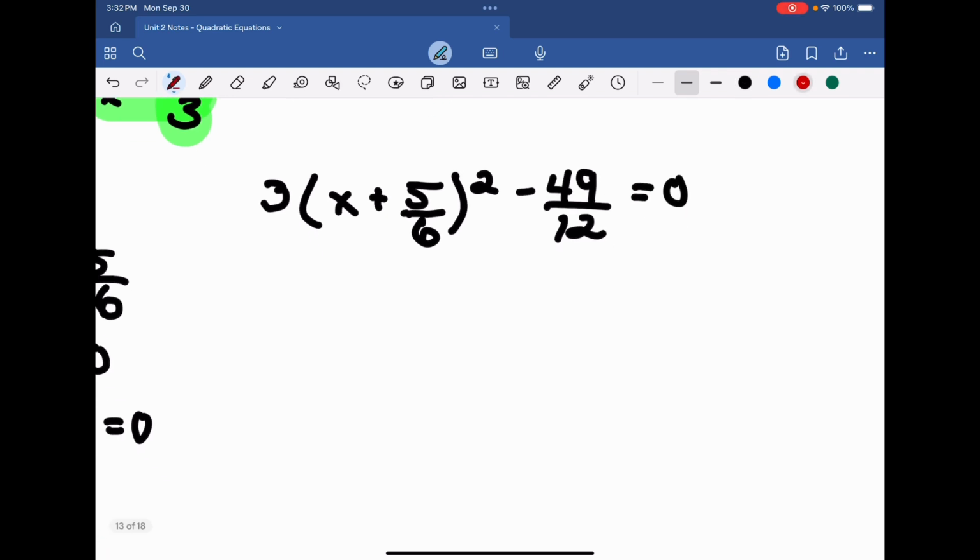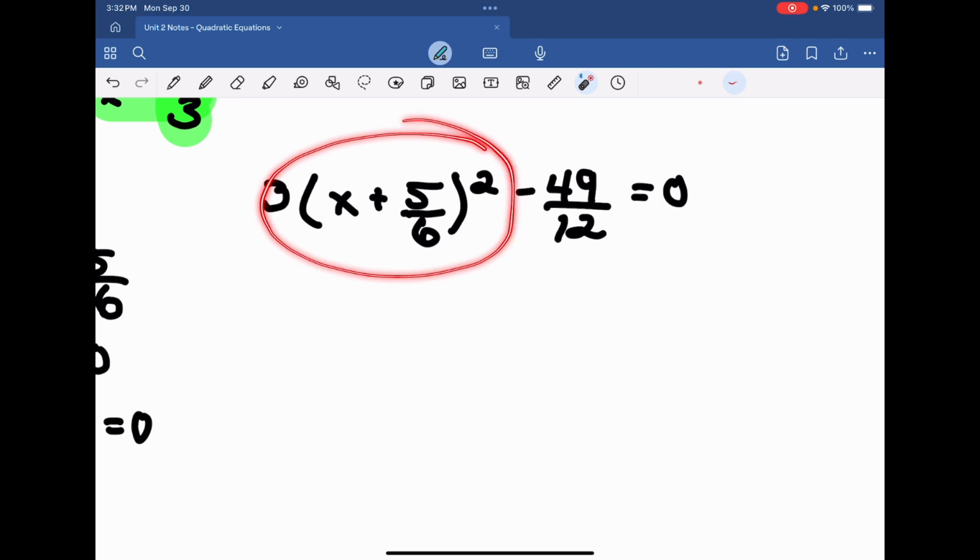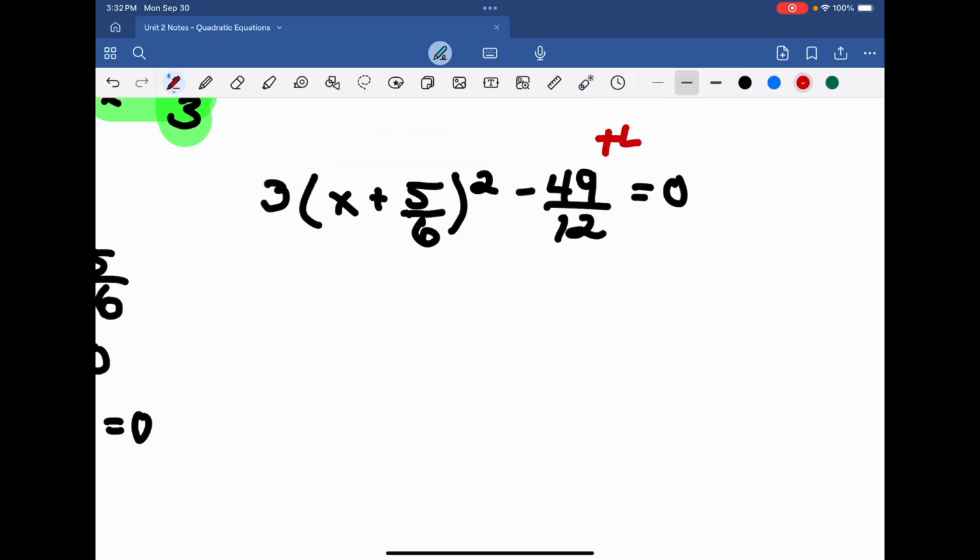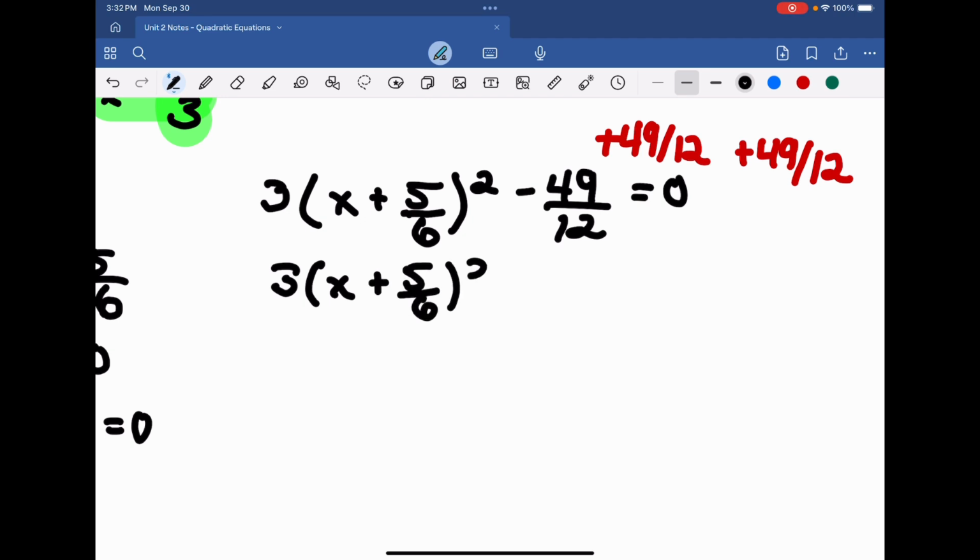Now, before we can do anything with this term in terms of getting it alone for x, we must add the 49 over 12 to both sides. So we're going to go plus 49 over 12, plus 49 over 12. That's going to add it to both sides, leaving us with 3 bracket x plus 5 over 6 all squared is equal to 49 over 12. Now I'm just going to clean up that 3 a little bit.